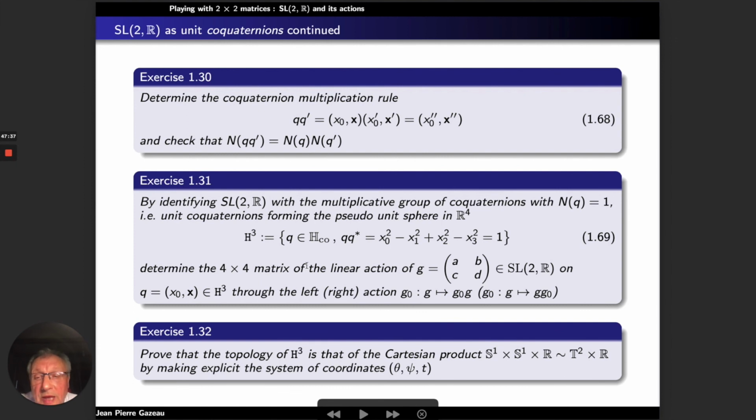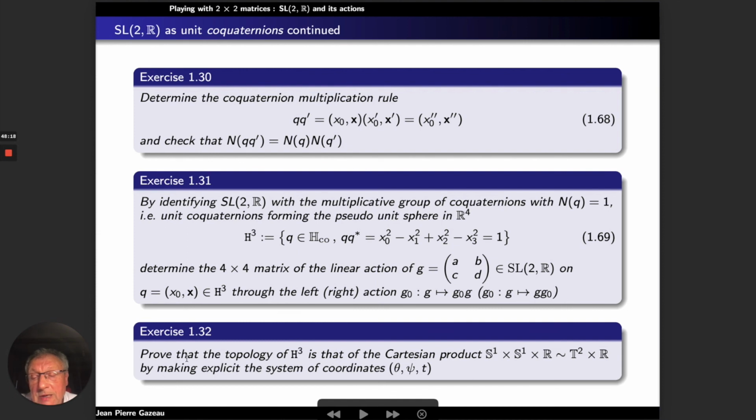And this determines the 4x4 matrix due to the linear action of G belonging to SL2R on Q in this multiplicative group of co-quaternions with n of q equal to 1, through the left action G0. Of course, that can also be the right action, so you can use both actions.